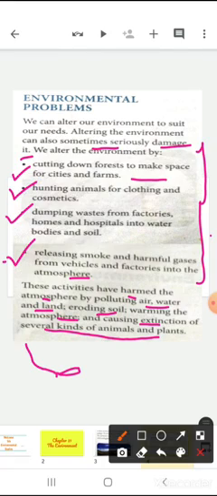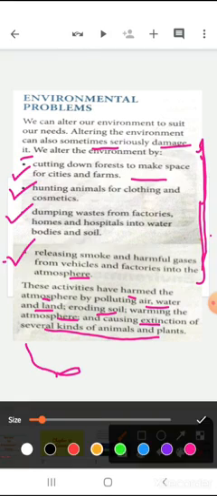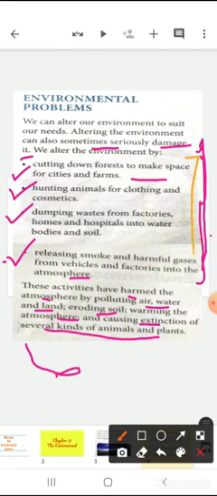Okay, so by doing all these activities, we are harming the environment, which causes air pollution, water pollution, land pollution, eroding of soil, making the atmosphere warm, and also causes extinction of several kinds of plants and animals.